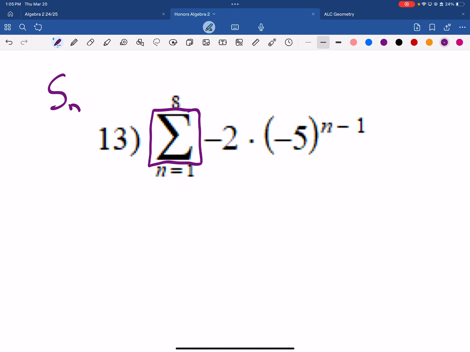This is just a variable. This could be an i, this could be a z, this could be a q, it could be whatever. From 1 to 8. So what this is saying is we want to find the sum of this, negative 2, minus 5, and minus 8, the first 8 of them. So when n is equal to 1, n is equal to 2, n is equal to 3, n is equal to 4, take all of those and add them up.